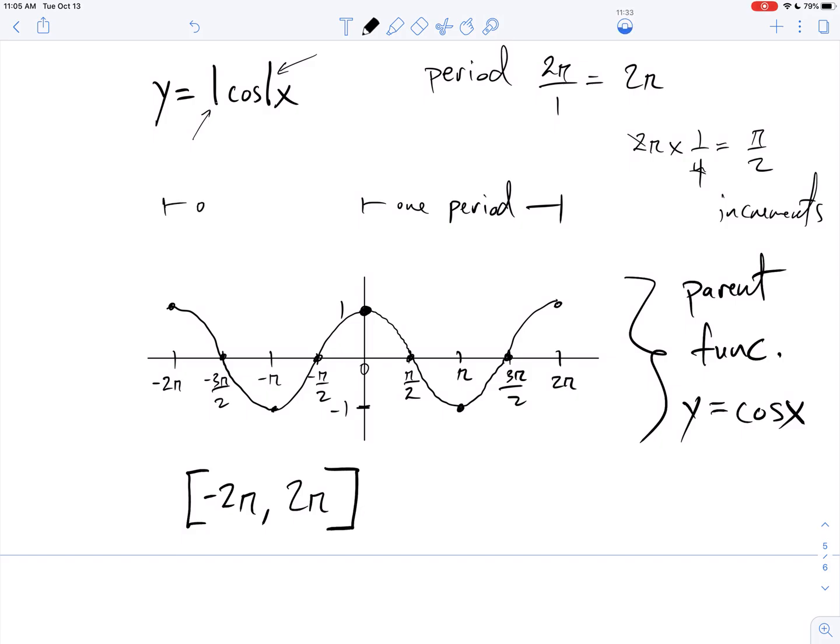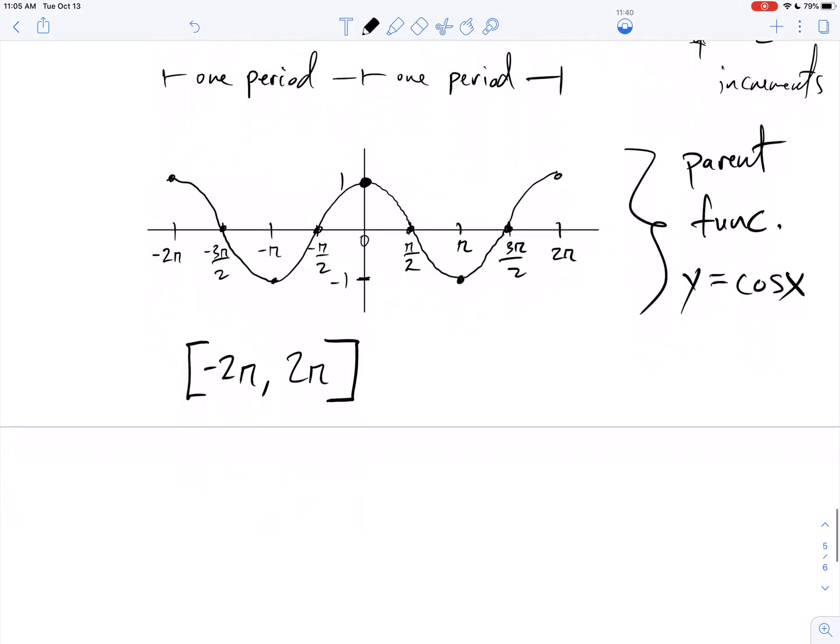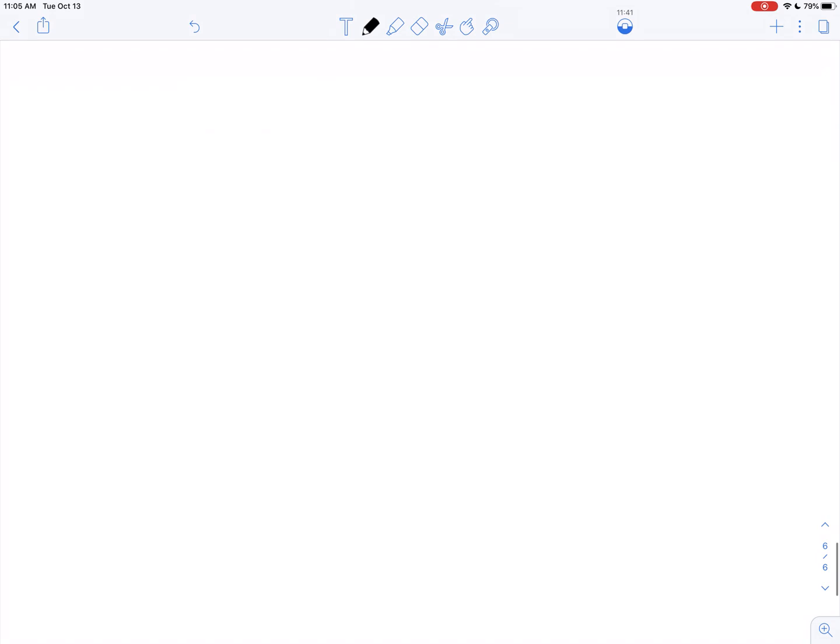Hang on, let me label this. That's one period. One of those was on the positive side, one's on the negative side. So in the very first section of problems, all they want you to mess with is amplitude and flippage. So I'm going to do this one for you, right?